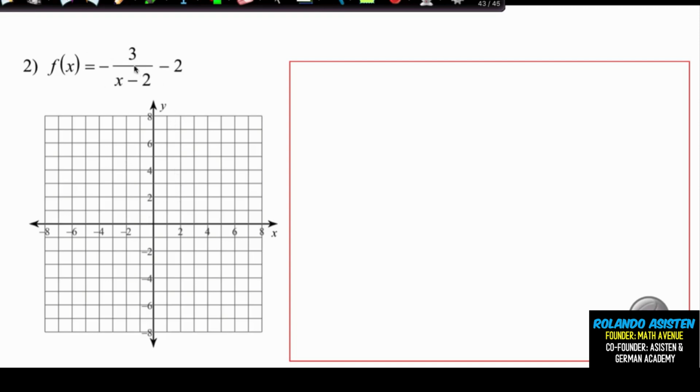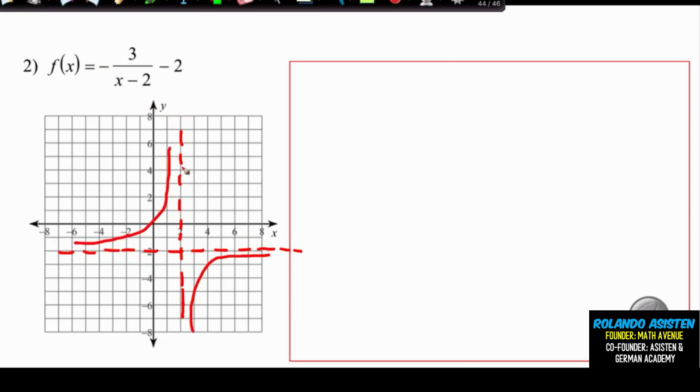So what's our analysis? The first thing I do is look at this number 2. That indicates that the vertical asymptote is at x equals positive 2. Then this minus 2 here is our horizontal asymptote. That means there's a line that crosses here, which is our asymptote. Then originally, the graph of the parent function is something like this, but notice that you have this negative sign.